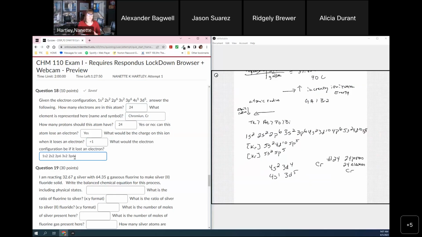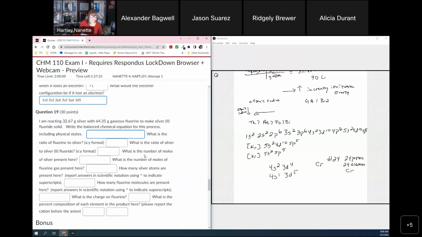It always takes it from the one with the highest principal quantum number. So the highest number out in front. So it comes out of that 4s and it leaves a 3d. Okay? So it removes that 4s electron. That's technically what it does. As long as I got an electron configuration that showed 1 less electron, that's what I was looking for. But this is the technically correct answer.